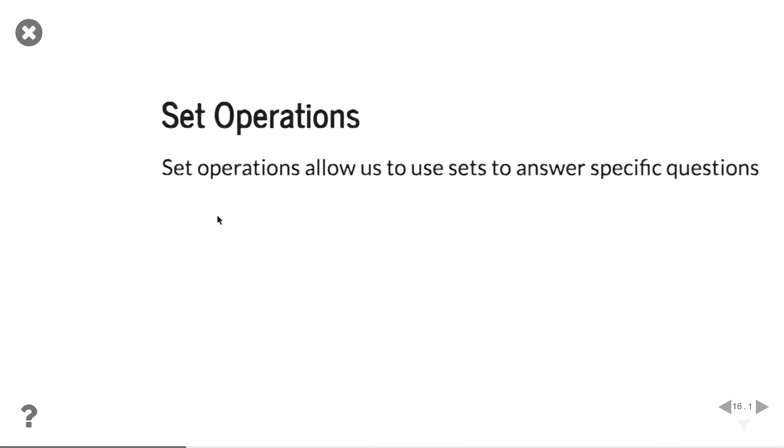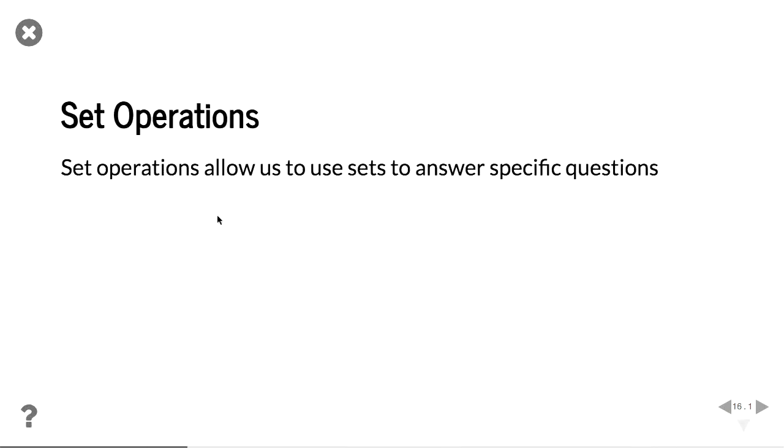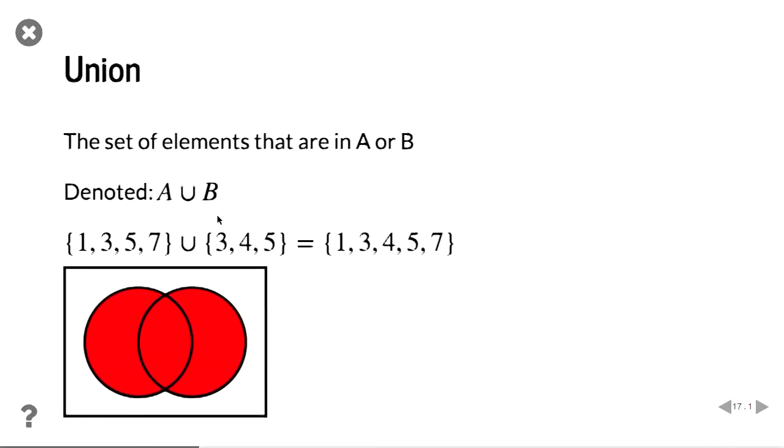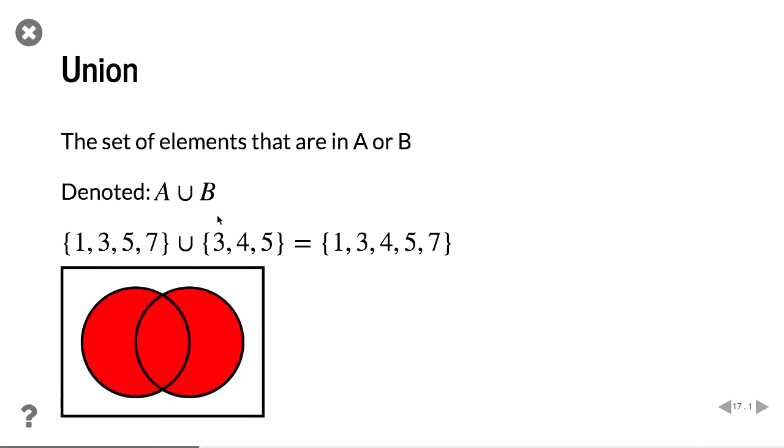So now that we've got some sets, what can we do with them? Well, this brings us to set operations. And set operations are really just about allowing us to answer specific questions about groups of things. So we could use set operations to see who has attended either PyCon AU or LinuxConf, or even things like how many people came to the keynote this morning but forgot to bring a coffee. So I'm going to run through some of these set operations really quickly.